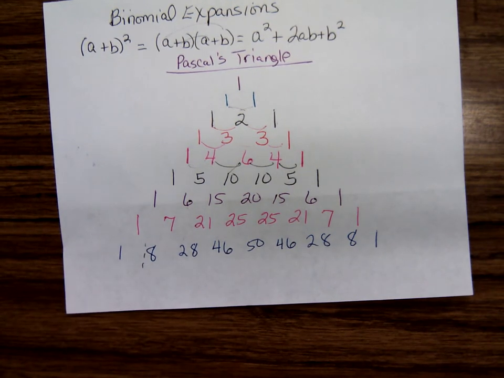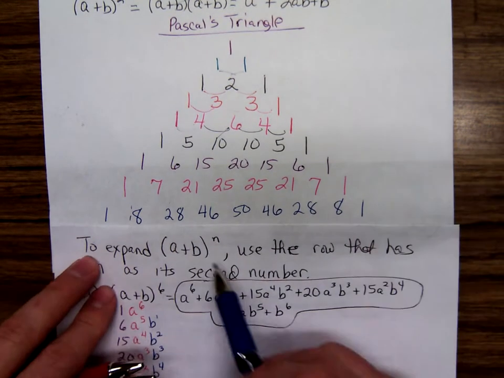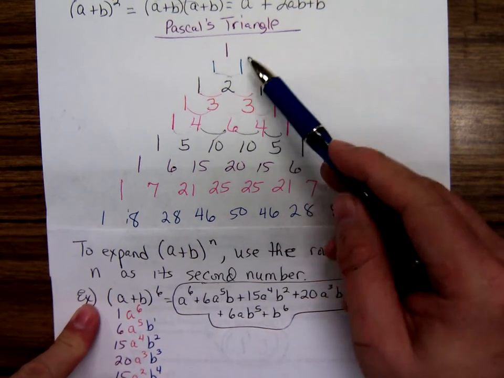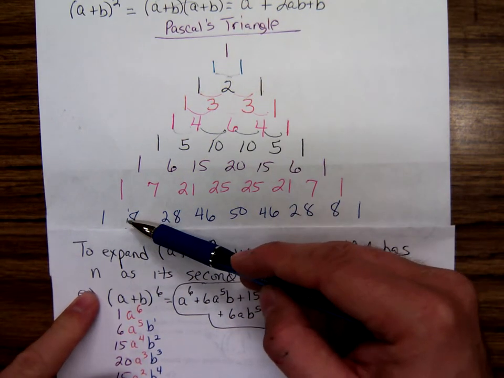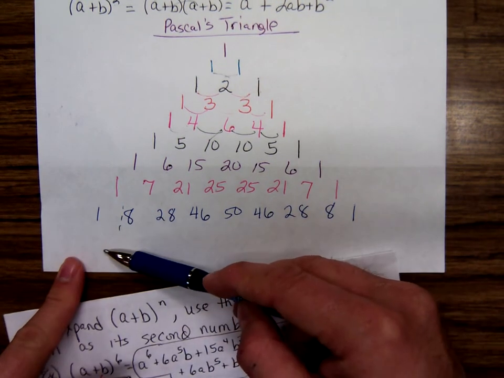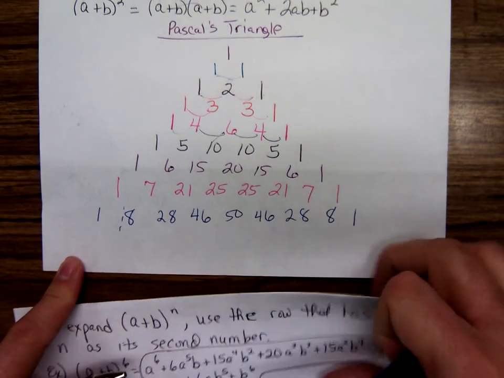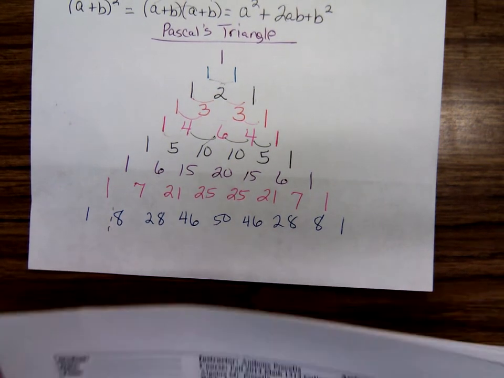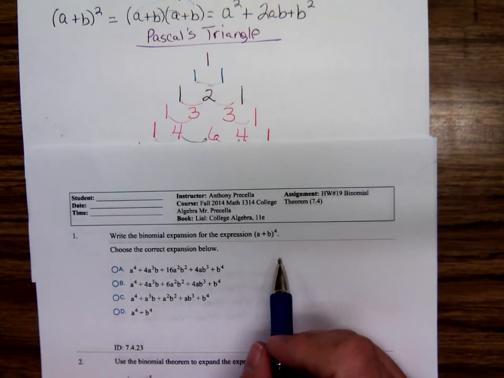And you use the row of the triangle. If you're going to try to expand, say, a plus b to the nth power, use the row that has n as the second number. If you look at these second numbers, 1, 2, 3, 4, 5, 6, 7, 8, the next row would have 9 as the second number, and so forth. And these numbers are binomial coefficients. So just looking through some of the homework, let's fly through it.